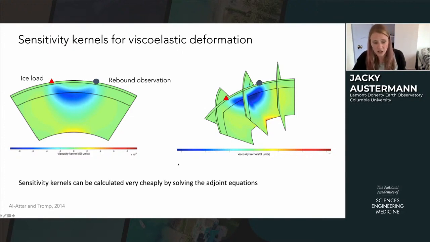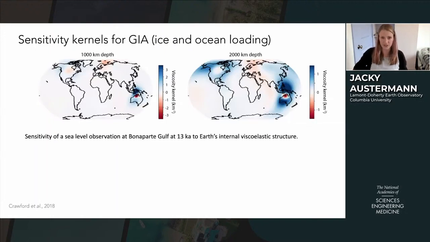We can calculate these sensitivity kernels in a 3D Earth model very cheaply by using adjoint equations, which have been used in seismology and geodynamics and now are also derived for the GIA loading problem. So what does the sensitivity kernel look like, not for an idealized point load and point station, but actually for a real world extensive ice sheet, as well as a sea level record?